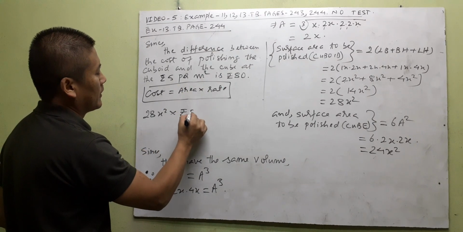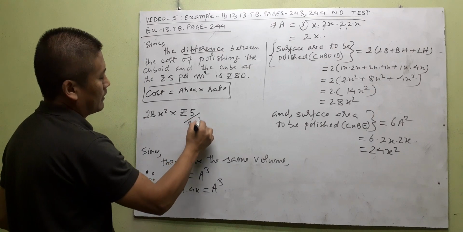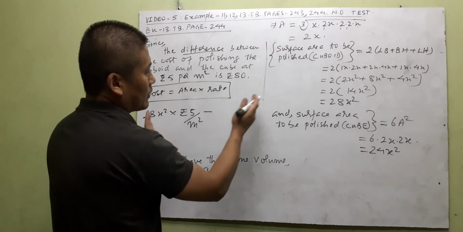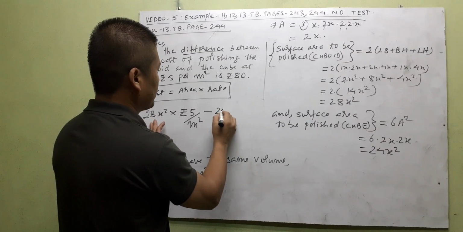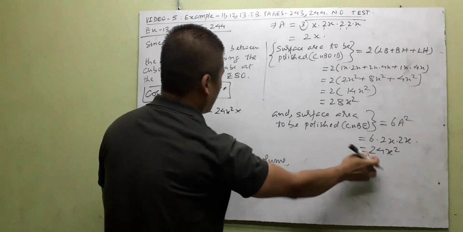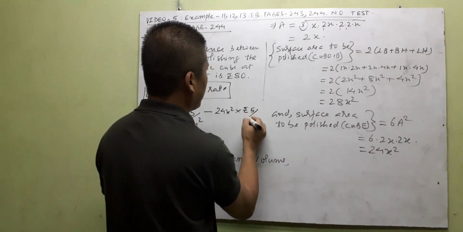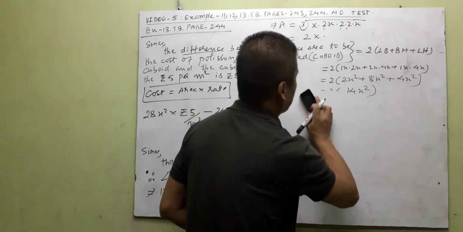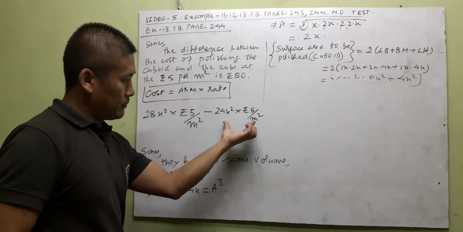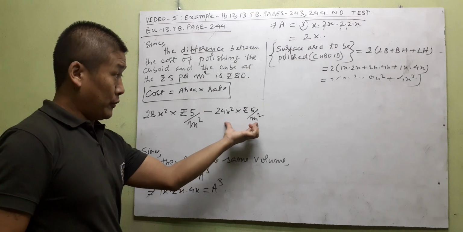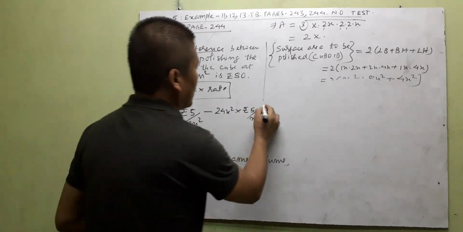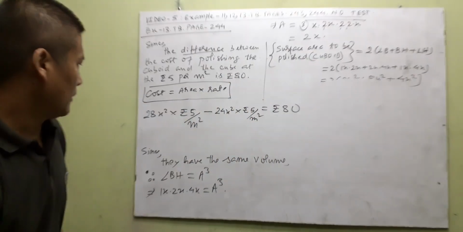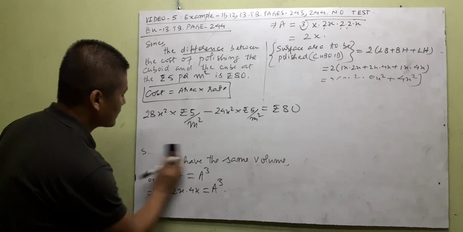So we write here 5 per meter square, and difference means minus. Higher cost, cuboid polishing cost, minus cube polishing cost, where the area is 24x squared, multiplied by the rate, which is the same, rupees 5 per meter square. So the question is saying this is the difference in cost: higher cuboid polishing cost minus lower cube polishing cost, bigger minus smaller, equal to rupees 80. See here is 80.